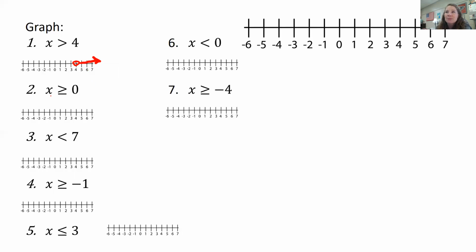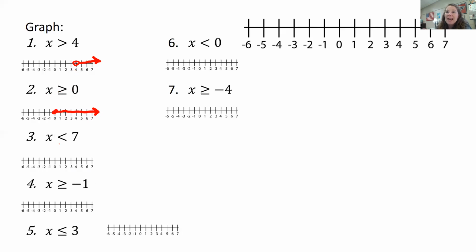X, an unknown number, is greater than or equal to 0. So does that mean that X can be 0? Yep. So I'm going to fill in my circle if this pen will let me. And then X could be 1 or 2 or 3 or 4 or any number to the right of 0 on a number line. So this time my circle is filled in. This one's open. See, number 1, it's open.